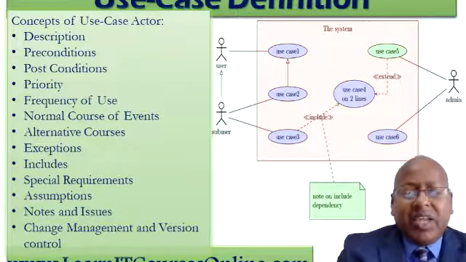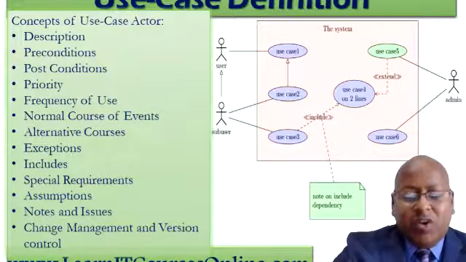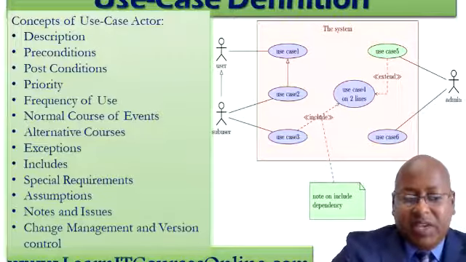Assumptions. List any assumptions that were made in the analysis that led to accepting this use case into the product description and writing the use case description. Next, notes and issues. List any additional comments about this use case or any remaining open issues or TBDs, that is, to be determined, that must be resolved. Identify who will resolve each issue, the due date, and what the resolution ultimately is.